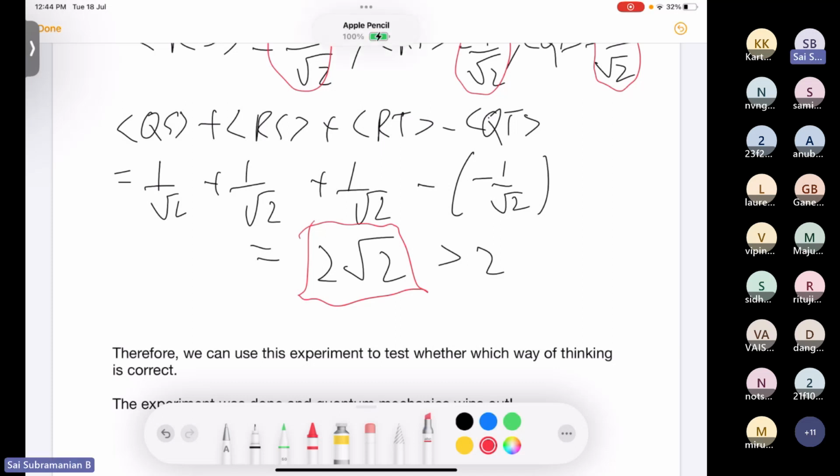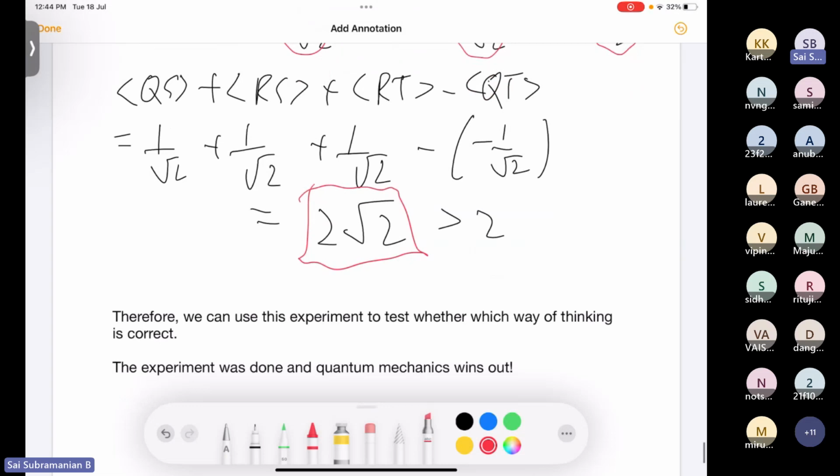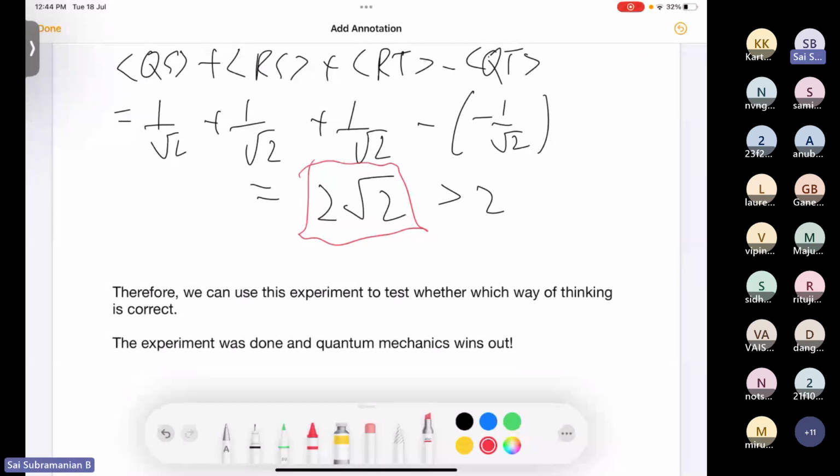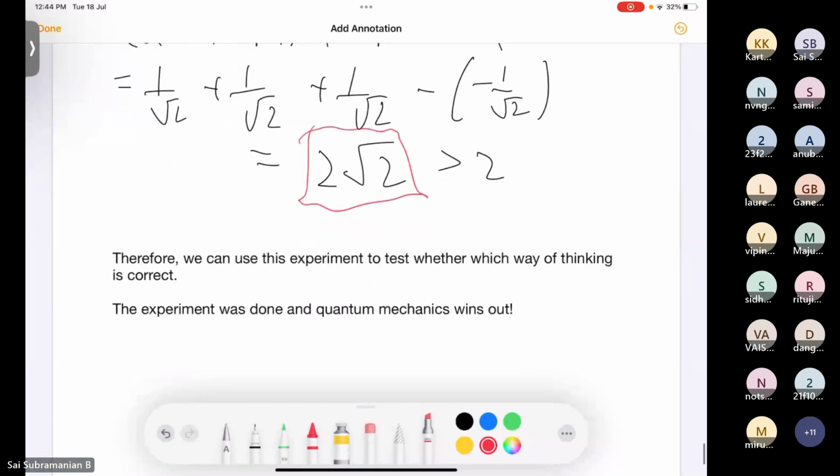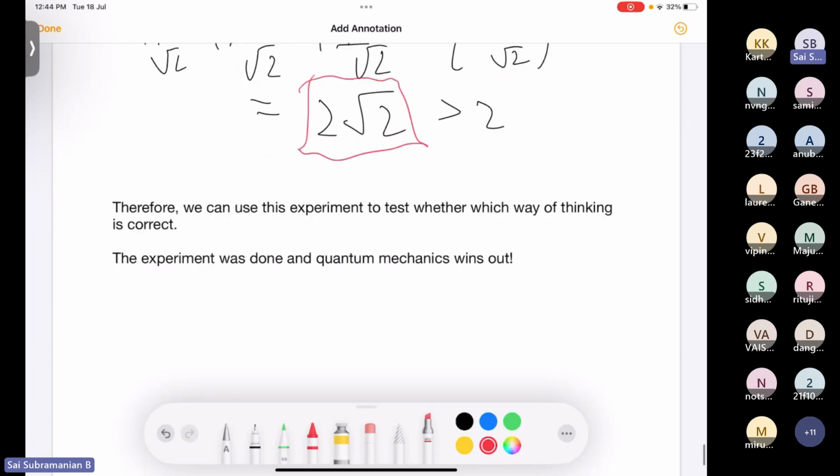People actually performed a version of this experiment. Again, I'm not going into the experimental details. They wanted to find out which way of thinking is correct. And well, quantum mechanics wins out. The expected value was 2 root 2, which means Bell's inequality does not hold. The classical way of thinking does not hold. What Einstein, Podolsky, and Rosen had pointed out was wrong, and quantum mechanics can be a complete theory of nature.